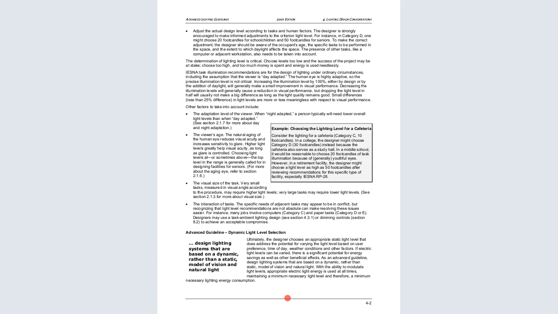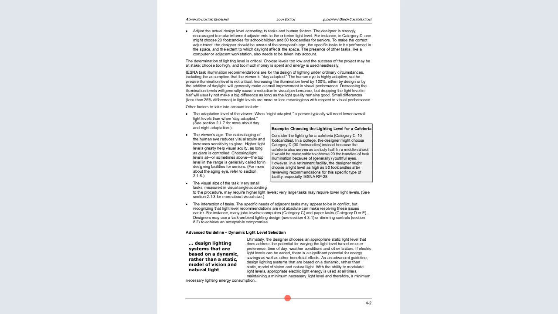Designers are strongly encouraged to make informed adjustments to the criterion light level. For instance, for category D, one might choose 20 foot-candles for school children and 50 foot-candles for seniors. To make the correct adjustment, the designer should be aware of the occupant's age, the specific task to be performed in the space, and the extent to which daylight affects the space. The presence of other tasks like a computer or an adjacent workstation also needs to be taken into account.